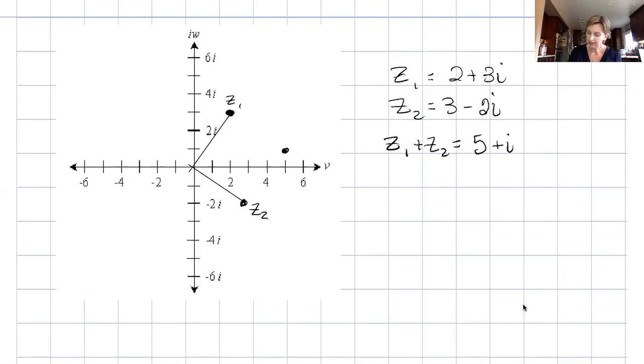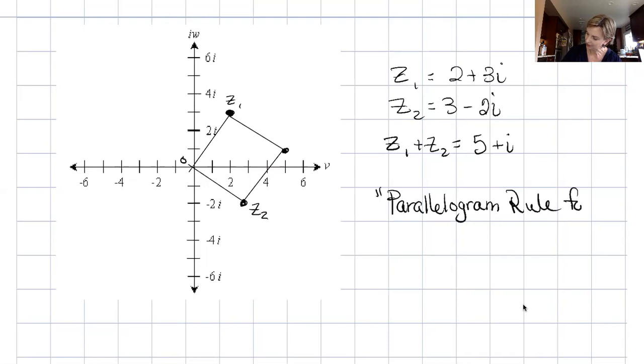Now, the segments that connect z1 and z2 to the origin are the sides of a parallelogram, actually, right? Where the other sides are right here. I could probably draw that a little bit better. Let's try it again. There we go, and we have ourselves a parallelogram. In this case, it kind of looks like a square. But that is the parallelogram rule for addition.